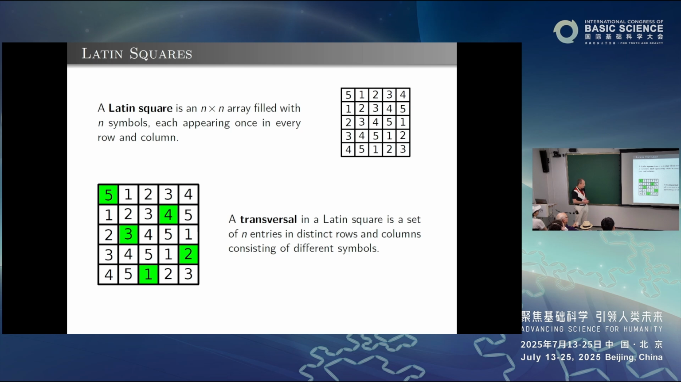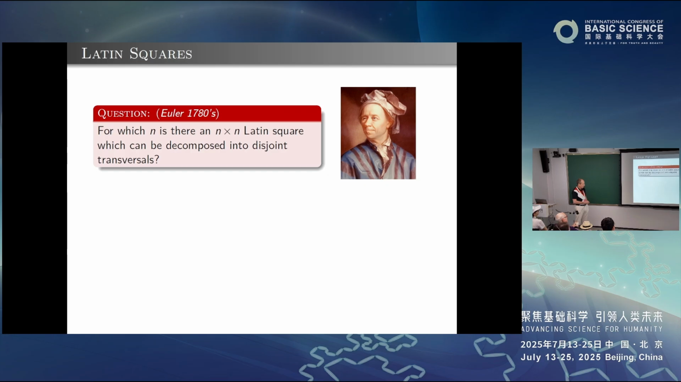And so what Euler actually cared about was the following question. He asked for which n you can construct a Latin square which you can fully decompose into disjoint transversals. Obviously you have n squares in a transversal, so you should have n transversals when you can construct such a Latin square.